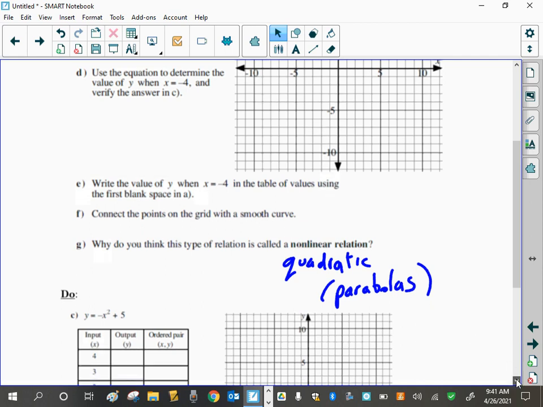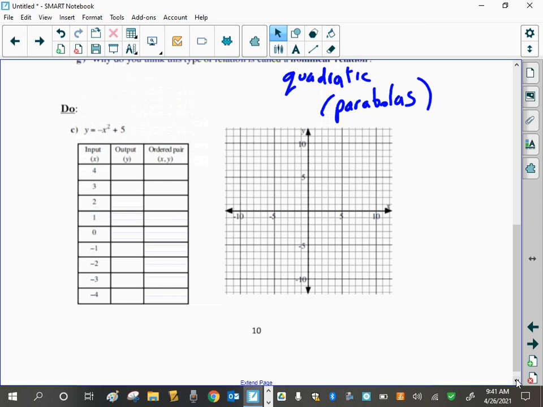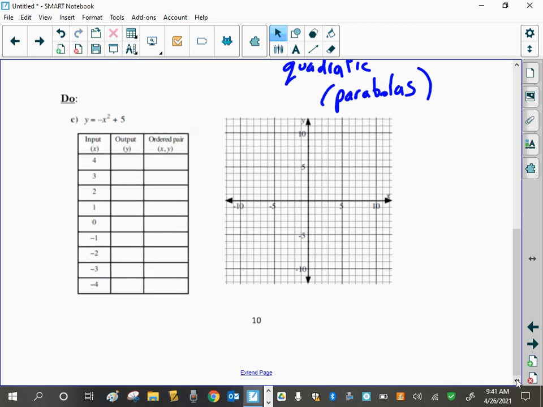Here's the hardest one of them all. Try to do this one before I do. With this equation.